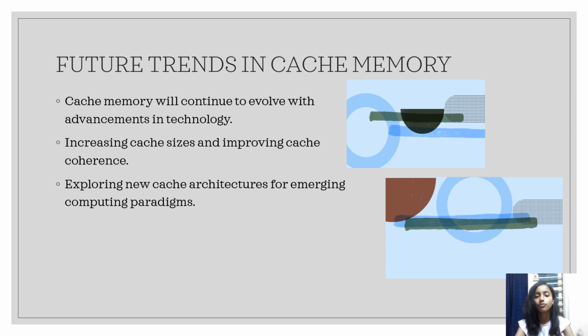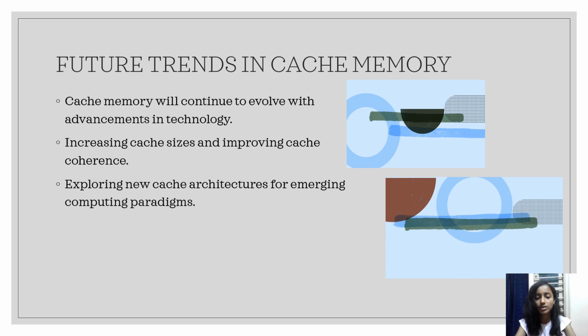Let's discuss future trends in cache memory. Future cache memory is expected to have larger storage capacity, allowing for more data to be stored closer to the processor. Cache memory hierarchy is likely to become more complex, with multiple levels of cache being utilized to optimize data access and reduce latency. Future cache memory systems will focus on improving cache coherence protocols to ensure data consistency across multiple cache levels and processes.